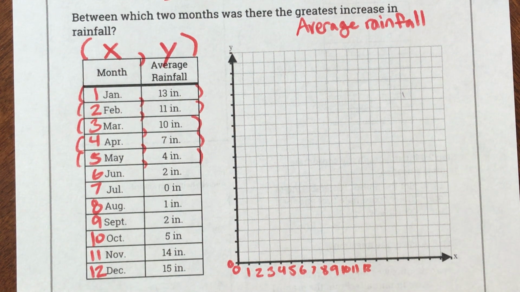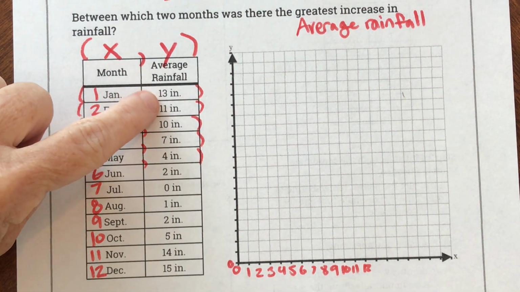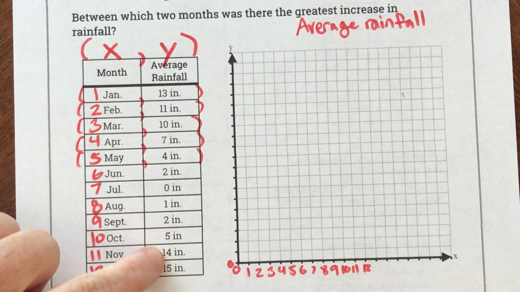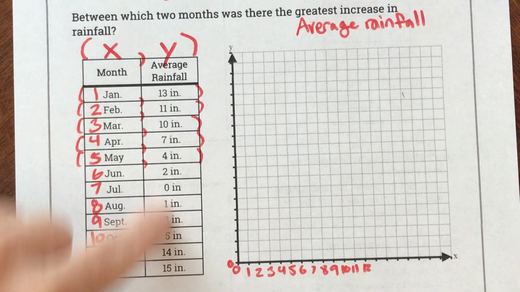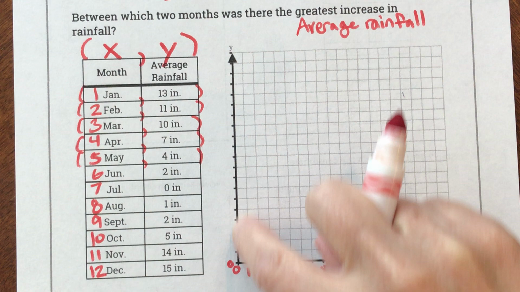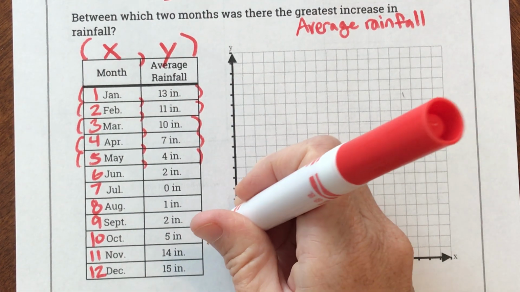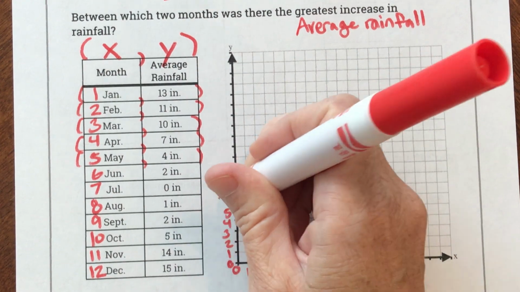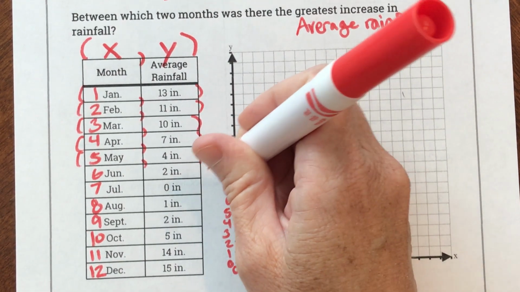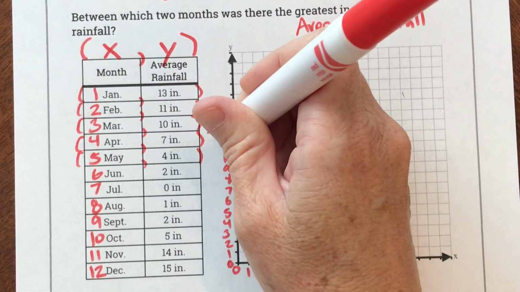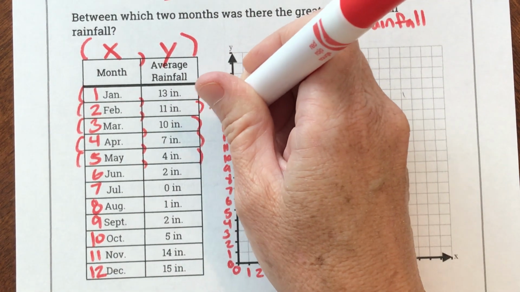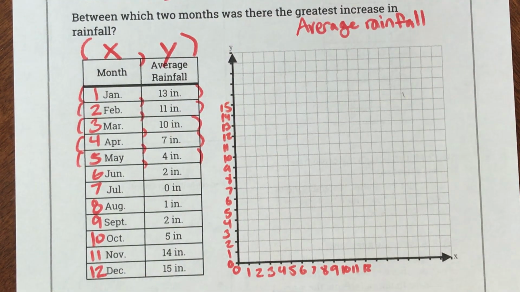Now let's look at my Y's. My Y's, I see a 13, I see a 14. 15 is my largest Y value. So I think I again can have a scale of ones for my Y-axis. So 1, 2, 3, 4, 5, 6, 7, 8, 9, 10, 11, 12, 13, 14, and 15.